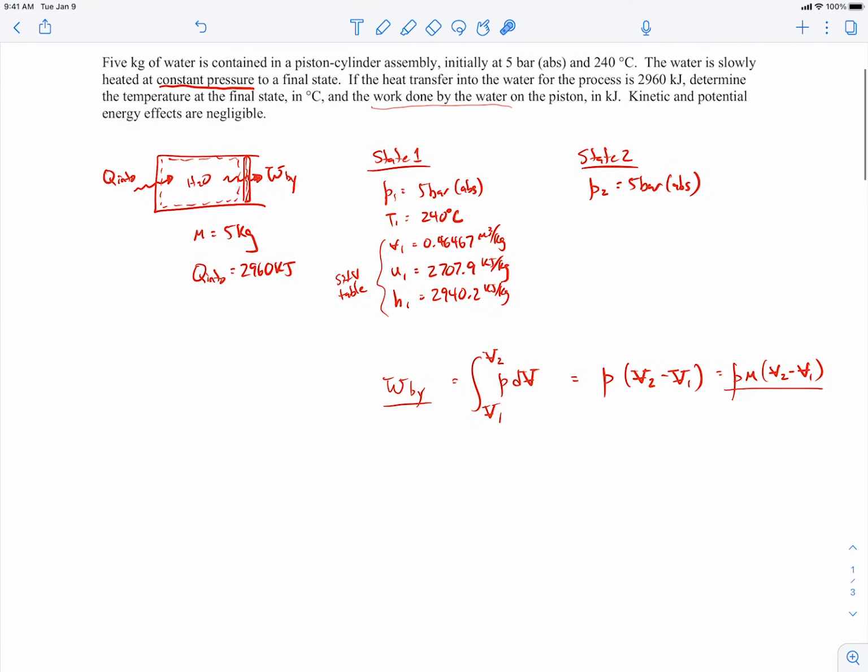Okay. So now I know what's happening at state 1. I need to figure out what's happening at state 2 in order to get the specific volume at state 2. Now, all I have right now for state 2 is the pressure.